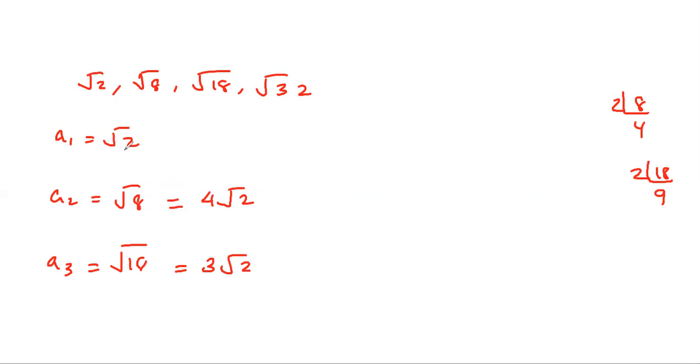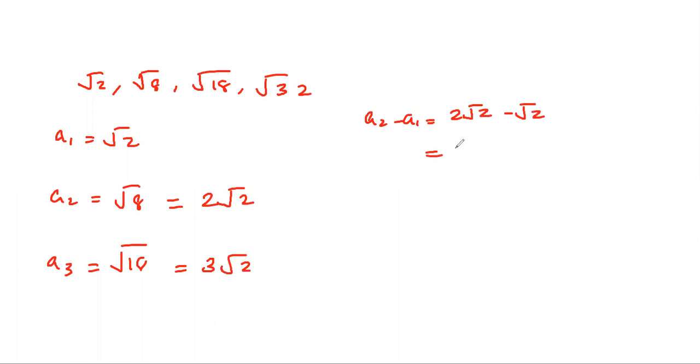So first term is root 2. Second term is 2 root 2. Sorry, it is 2 root 2. Here it is 4, so 2 root 2. Now again here it is 3 root 2. We can calculate A2 minus A1. We know A2 minus A1 is 2 root 2 minus root 2.